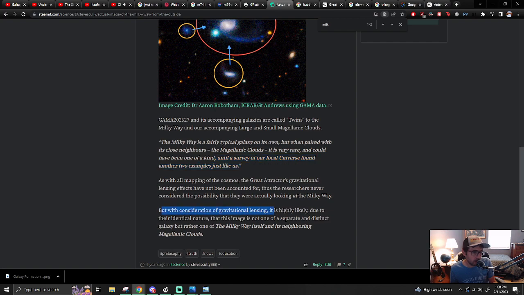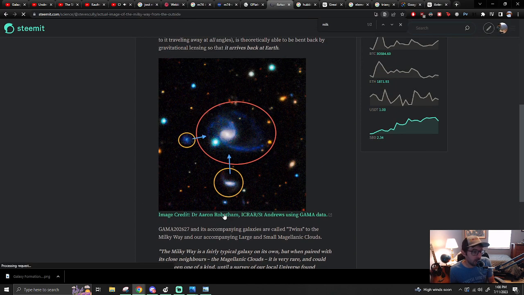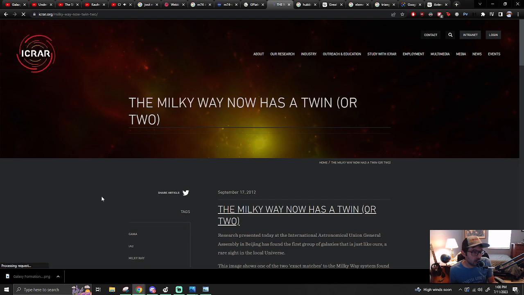With consideration of gravitational lensing, it is highly likely, due to their identical nature, that this image is not one of a separate and distinct galaxy, but rather one of the Milky Way itself and its neighboring Magellanic Clouds. The Milky Way now has a twin or 2.